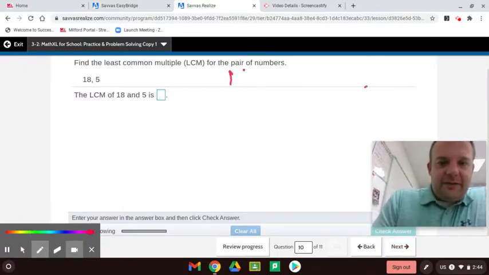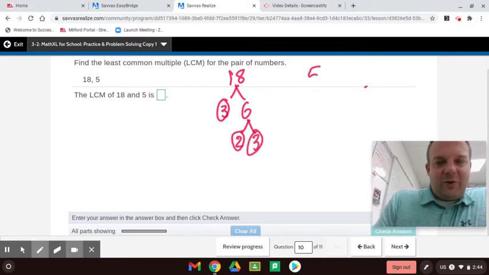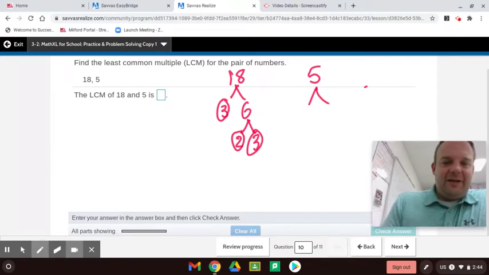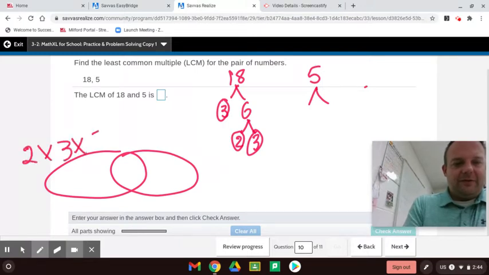I would pick different numbers if I were this. I don't know why they keep putting prime numbers there. It's just 5. Because if I put 1, it would just keep going on forever. These are not the examples I would pick.